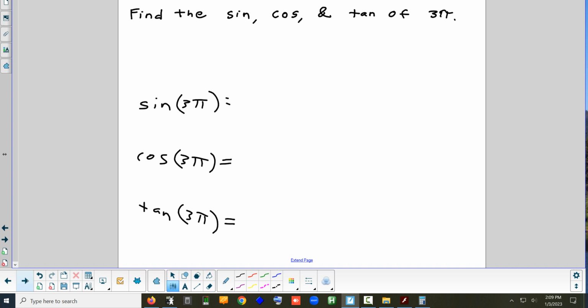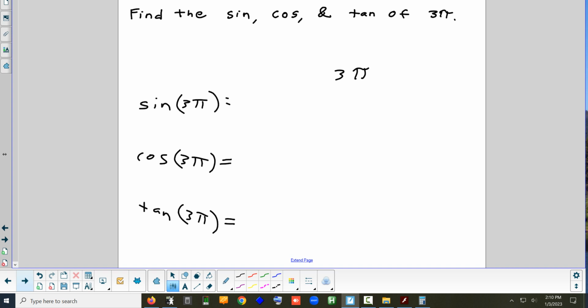Instead, they've given me the angle. But I don't want the angle. I want the coordinate of that angle. So they gave me 3 pi. There's 2 different units we can use to measure angles. What are the 2 ways? Radians is 1. And the other one? Degrees. Which one is that? 3 pi. That's radians. We know it's radians because there isn't a circle above it.